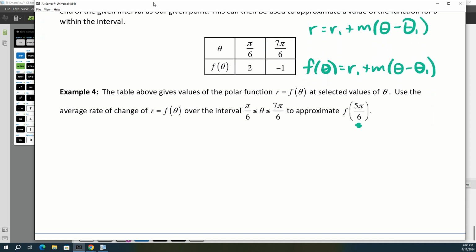What we need to do, and this is the same thing we did back in Unit 4, is we want to find the slope, or we want to find the average rate of change. This is going to be an approximation of the slope, where we're going to subtract the y coordinates in the numerator. So I'm going to keep with the order we've been doing it, and this would be -1 minus 2. If you wanted to write it as f of 7 pi over 6 minus f of pi over 6, that's fine. And then the denominator will subtract the angles.